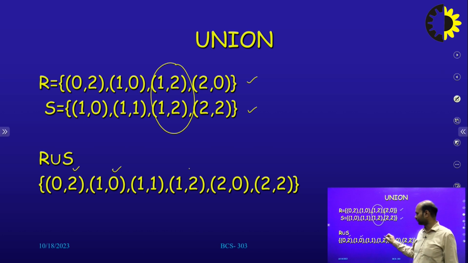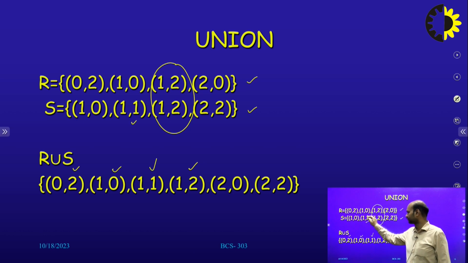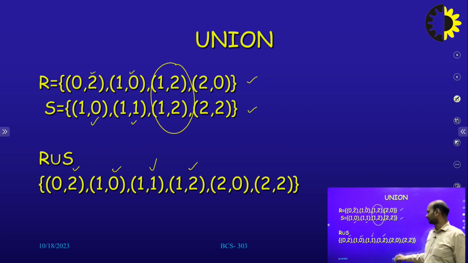So, we put here 1 comma 2 only a single time, then again 1 comma 1 is here and 1 comma 0, then 2 comma 0, then the last element is 2 comma 2.